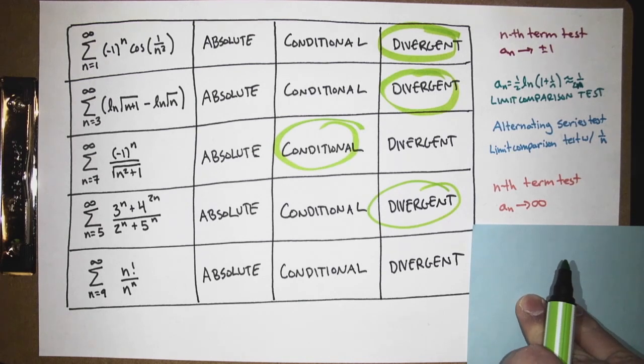All right, n factorial divided by n to the n. Absolute, conditional, or divergent?